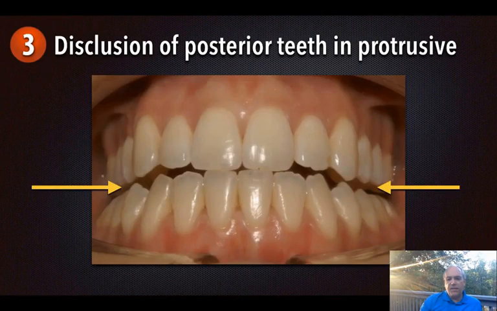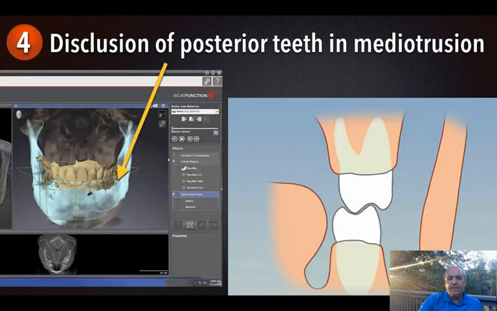The concept is that we want lines in the front and dots in the back. The rest of these, 3, 4, and 5, are really about creating disclusion of the back teeth. And so number 3 is disclusion of the posterior teeth in protrusion. So as we slide forward, we want the back teeth to immediately separate. The other thing we want is disclusion on the mediotrusive side, or the balancing side. That's the same, mediotrusive and balancing. I know it's confusing, but both of those words are used interchangeably.